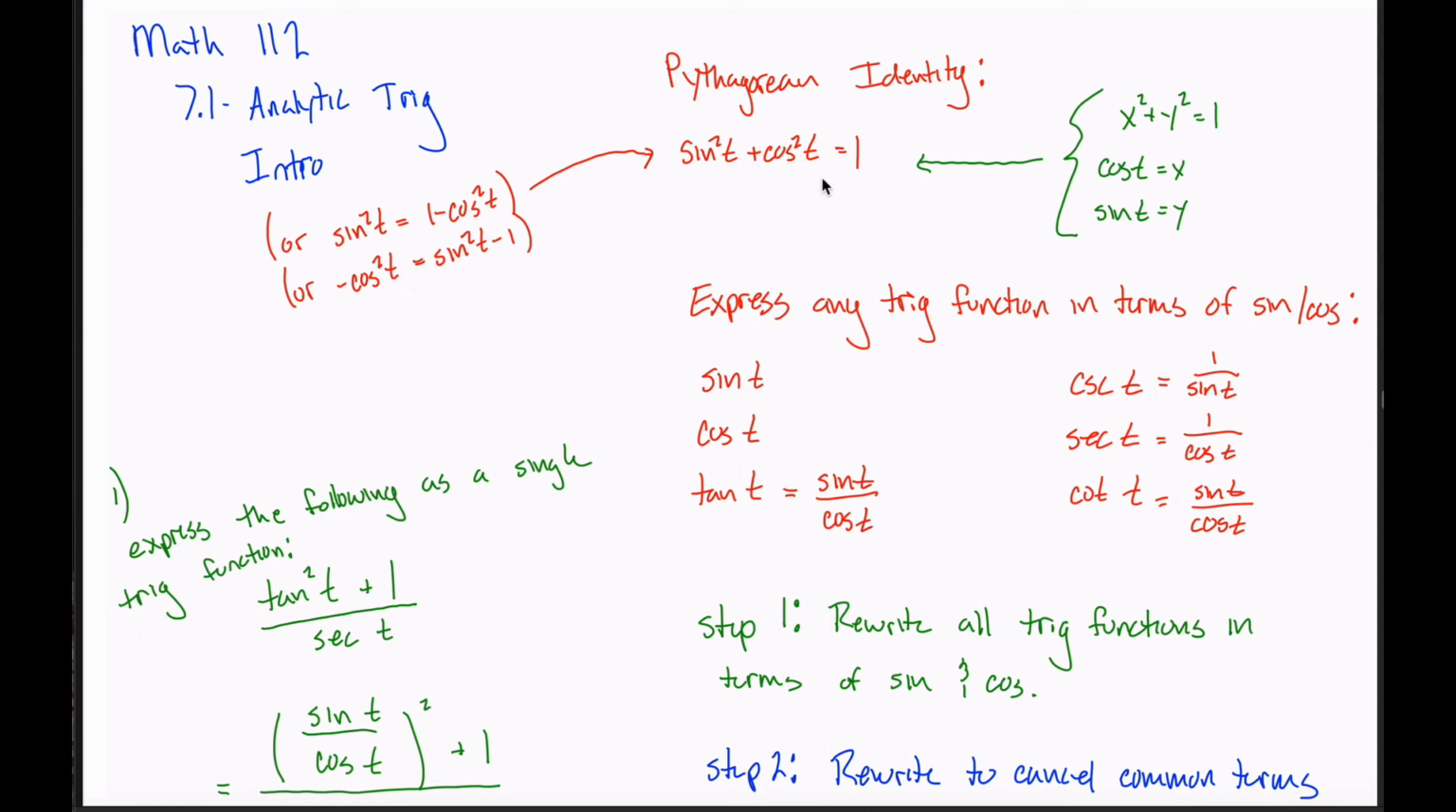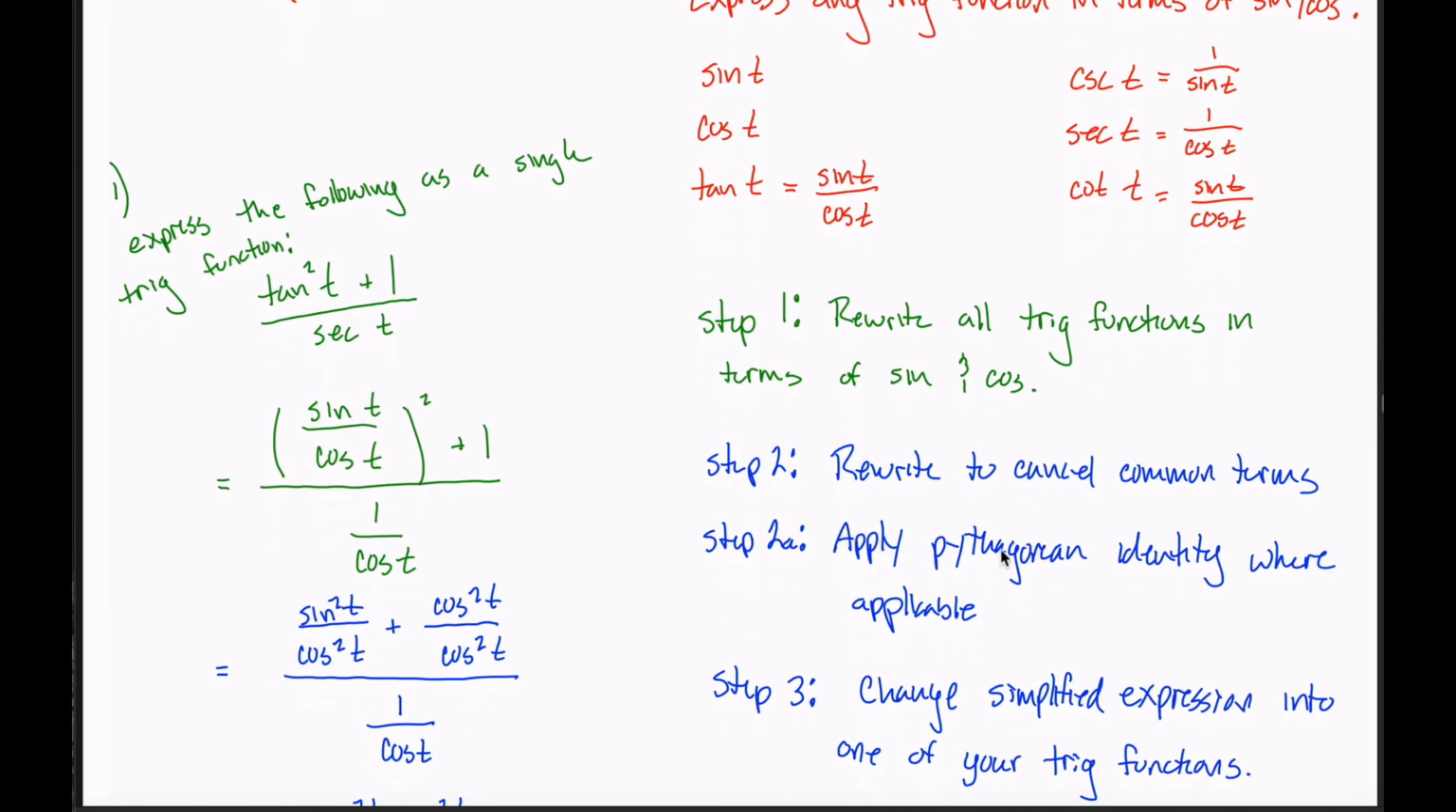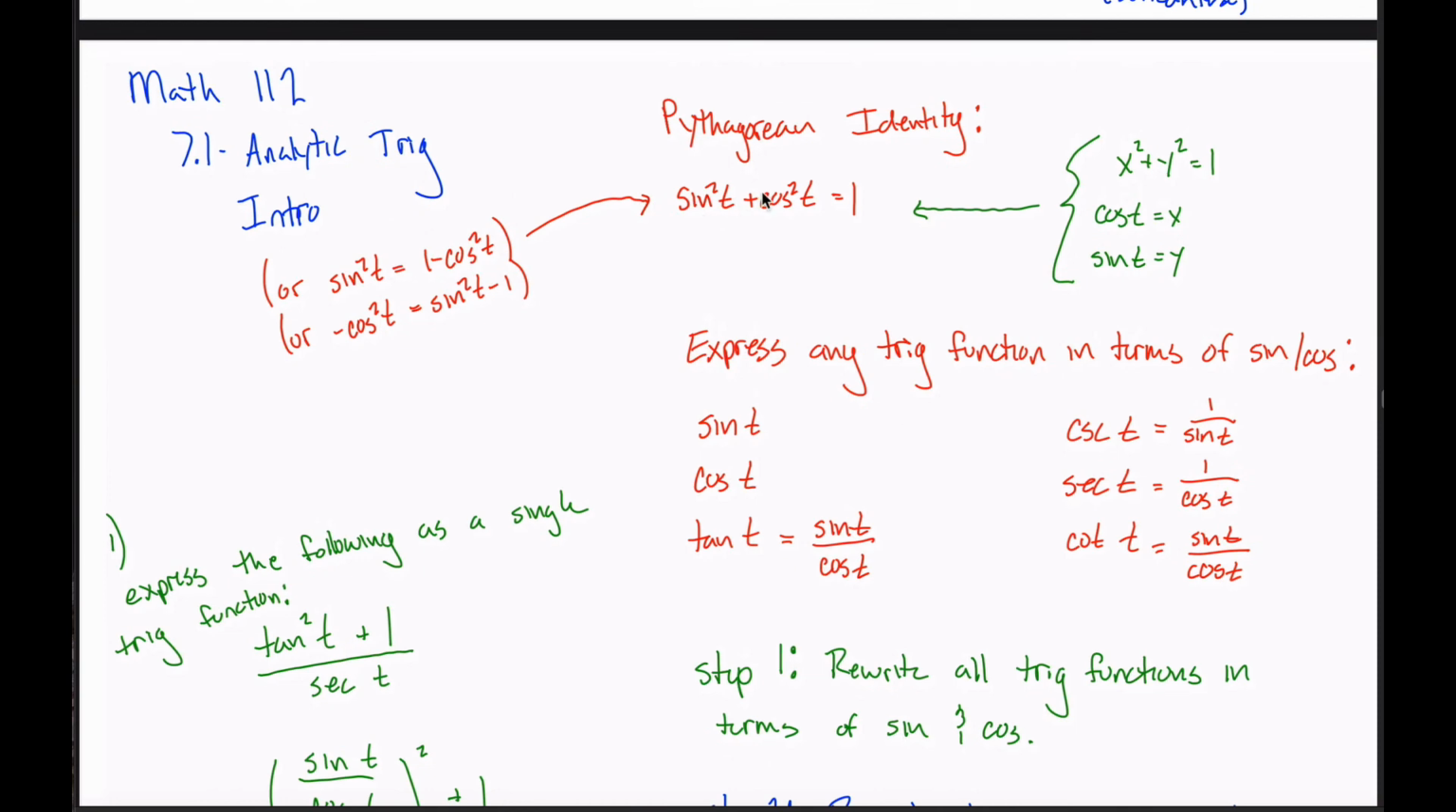The point is, if you have this equation here, you can manipulate it to make it look a little bit different. So when you're down here trying to simplify, don't just look for sine squared plus cosine squared. Look for things like 1 minus cosine squared or sine squared minus 1. Look for various combinations of sines and cosines and the number 1.